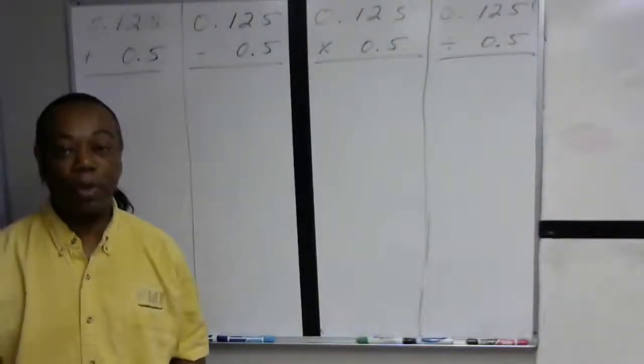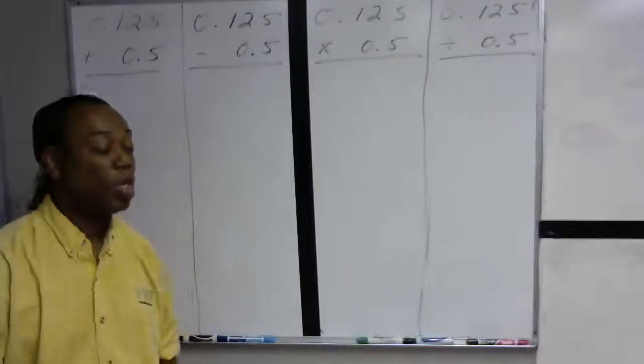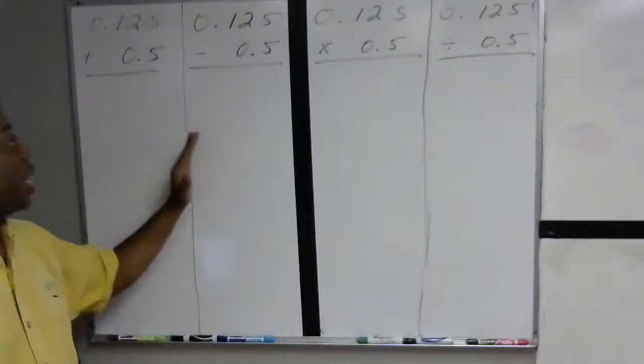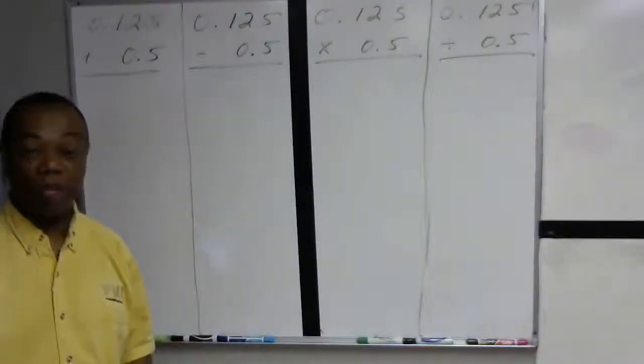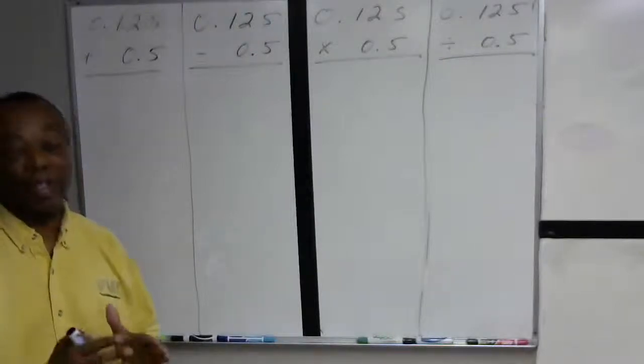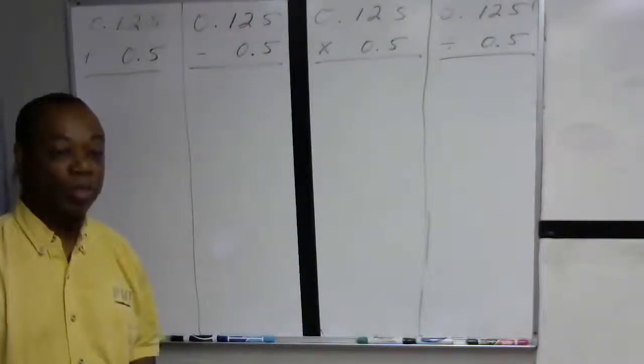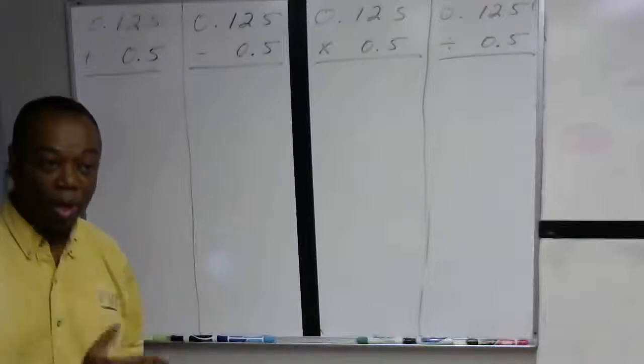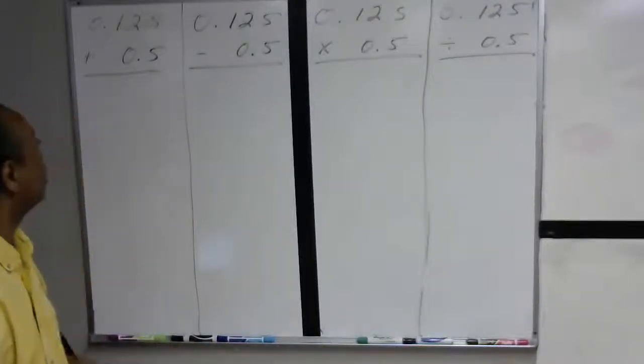Adding, subtracting, multiplying, dividing decimals. Okay, the rules for adding and subtracting decimals are the same. Basically, we line up our decimals. Lining up decimals basically lines up our places.